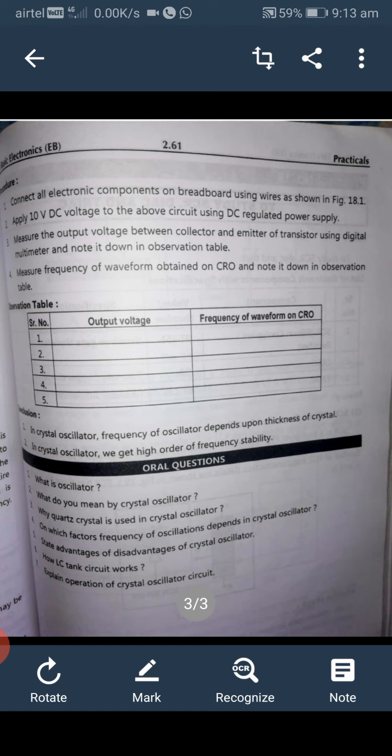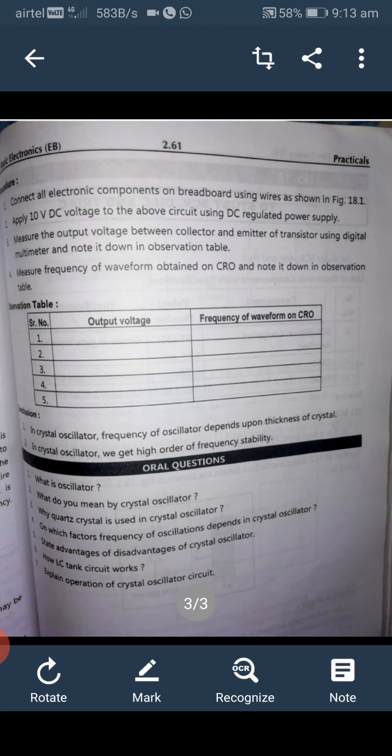Conclusion: in a crystal oscillator, the frequency of oscillation depends upon the thickness of the crystal. In a crystal oscillator, we get a high order of frequency stability.